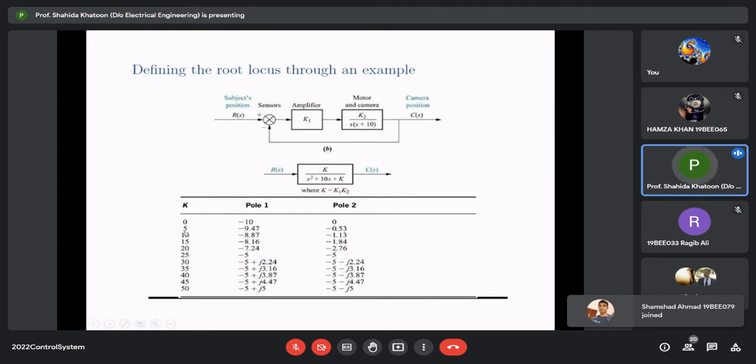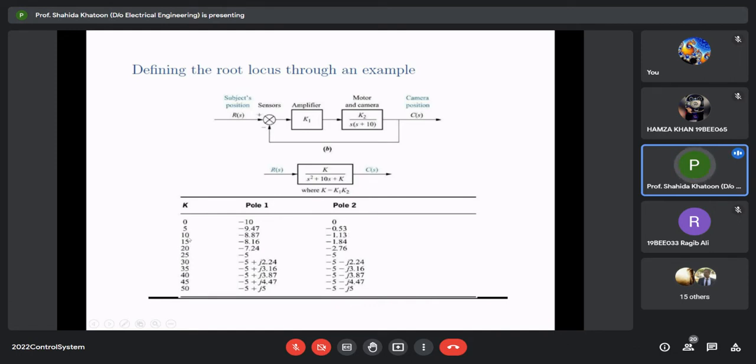Right, now suppose we are keeping the value of K as 5, then you can solve this quadratic equation to find the value of pole 1 and pole 2. Suppose we are keeping the value of K as 5, so it is S square plus 10S plus K plus 5. If you solve this quadratic equation, you get pole 1 at minus 9.47, pole 2 at minus 0.53.